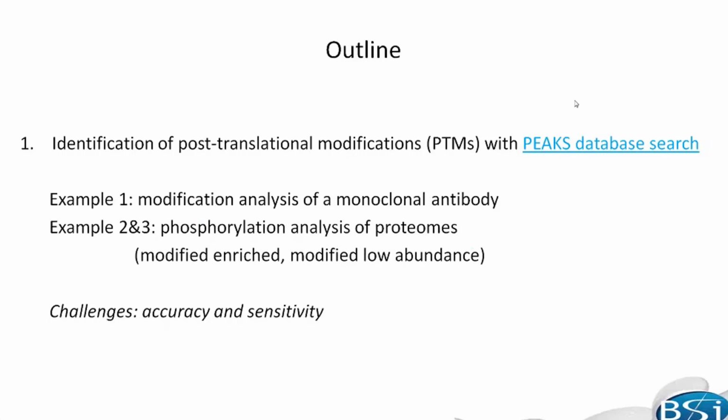All right, so I'm going to be using a few examples within this talk. The first one is just going to be a basic comparison looking at monoclonal antibodies. In this case, just looking at an untreated antibody sample versus an antibody sample that is treated with hydrogen peroxide, to just look at the effect of hydrogen peroxide on the oxidation within that antibody. And then next I'm going to talk about a few examples related to phosphorylation. In one case, looking at enriched samples, and then as well looking at the example of low abundance modified peptides.